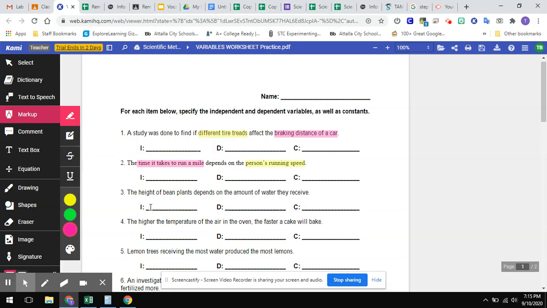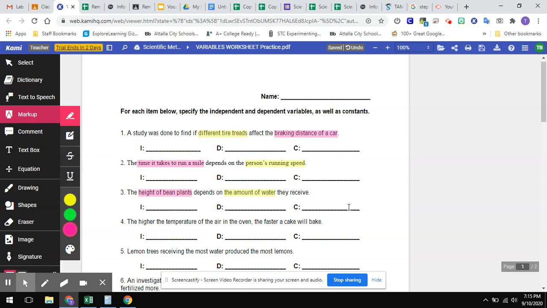Okay, so for this next one, it says the height of bean plants depends on the amount of water they receive. So again, we want to identify our independent variable. So what am I in control of in this experiment? We've already done one kind of like this as I've talked. So I'm in control of the amount of water that the plants are going to receive. So now, what is it that I'm going to measure? That's my dependent variable. I'm going to be measuring the height of the bean plants.